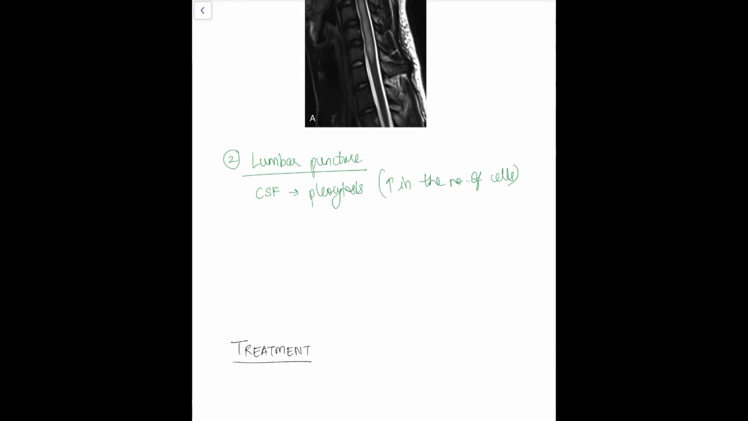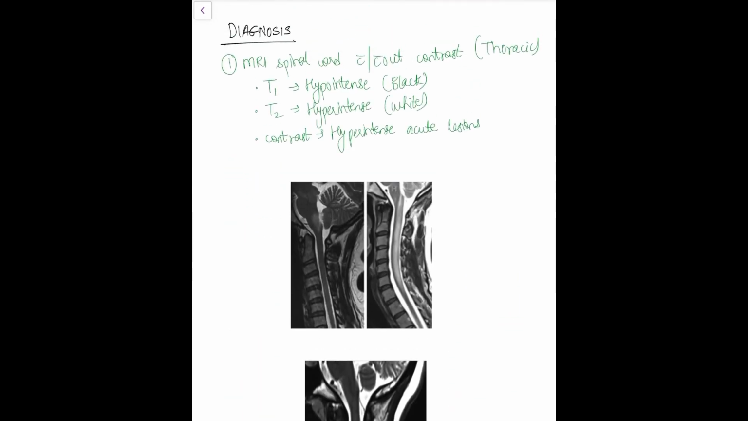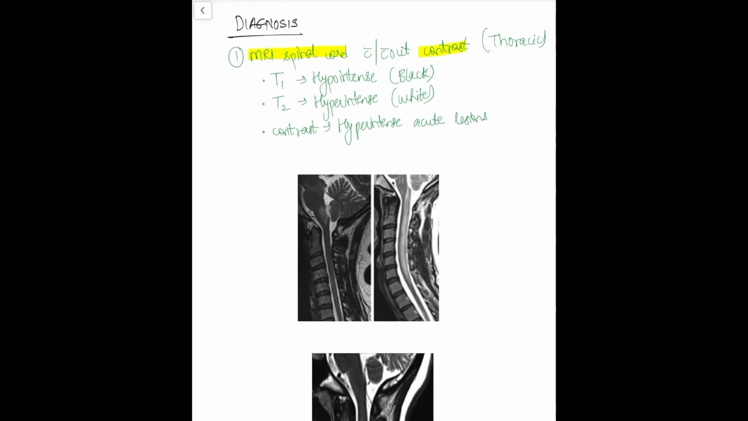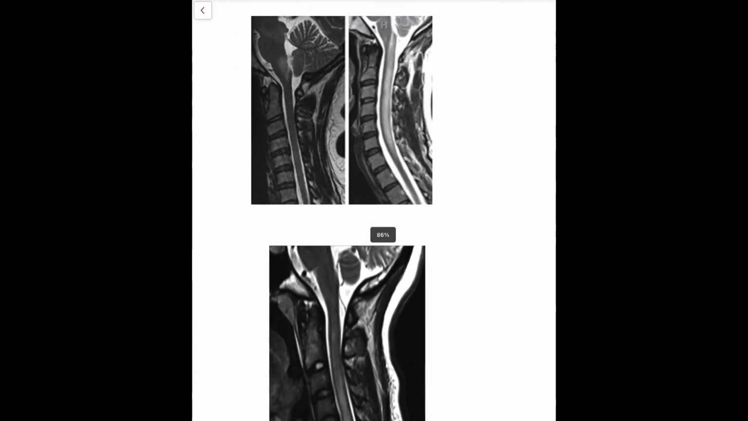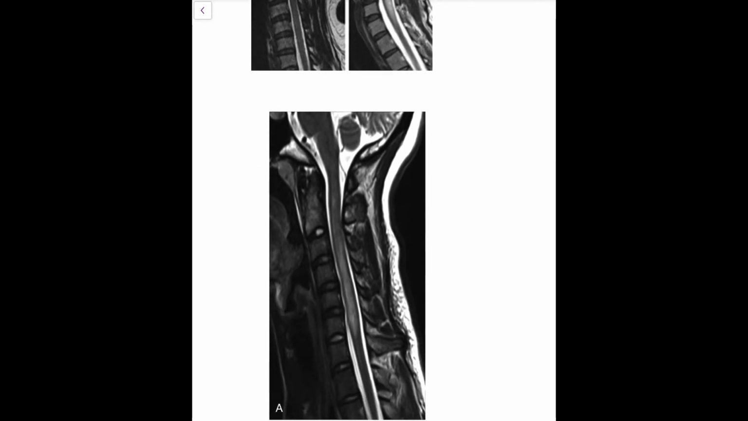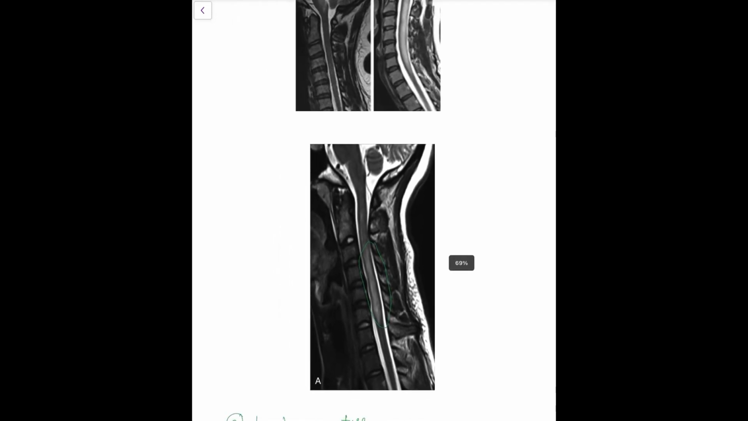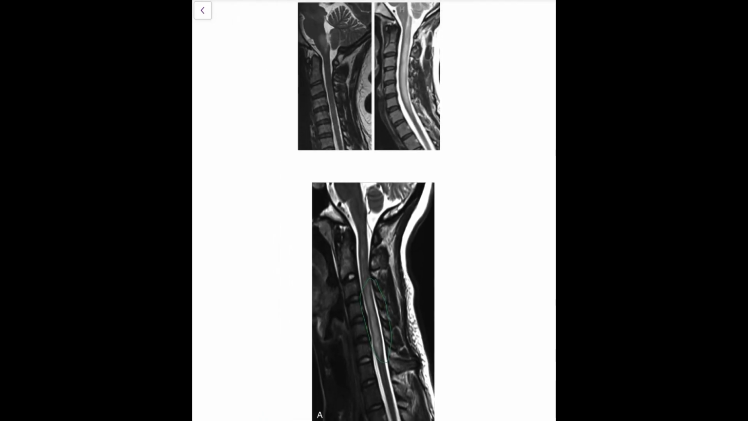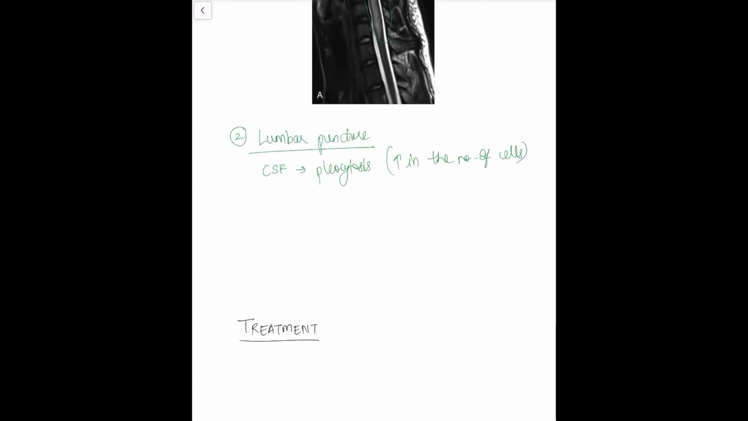So you would want to do an MRI. Hypointense in T1, hyperintense in T2. And you would want to do a CSF that shows you pleocytosis. Now let's see the treatment.